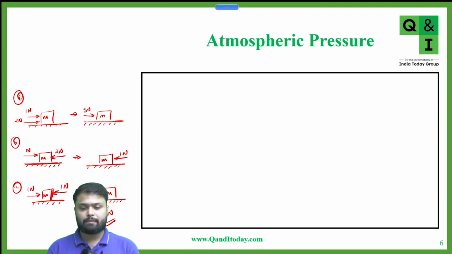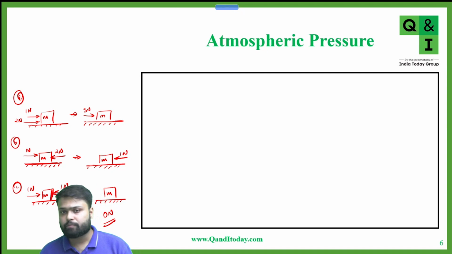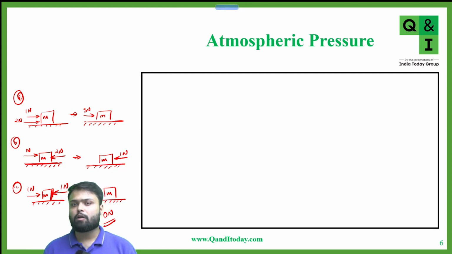So suppose we have two magnets, and the north pole of the first magnet and the north pole of the second magnet are facing each other, so they will repel each other. Yes or no? Similarly, if the south pole of the first magnet faces the south pole of the second magnet, they will also repel each other. But if the north pole of the first magnet faces the south pole of the second magnet, they will attract each other. Yes or no? Yes, sir. So this is all about the forces.